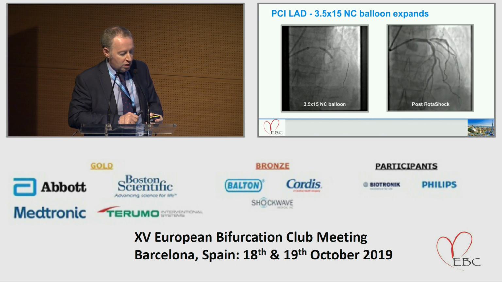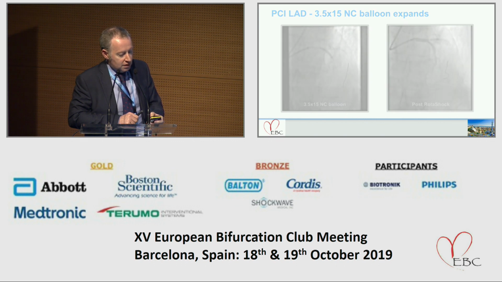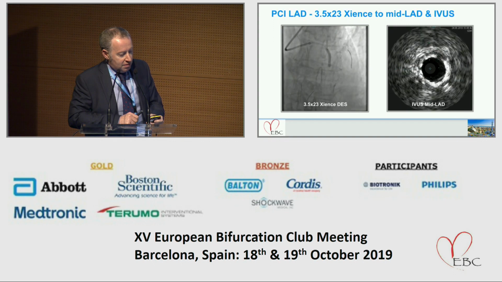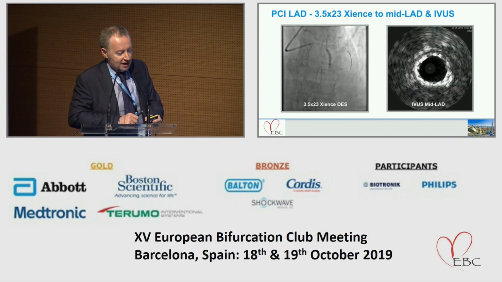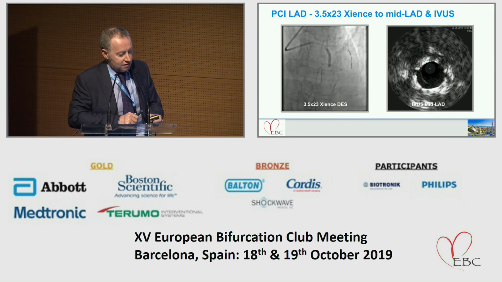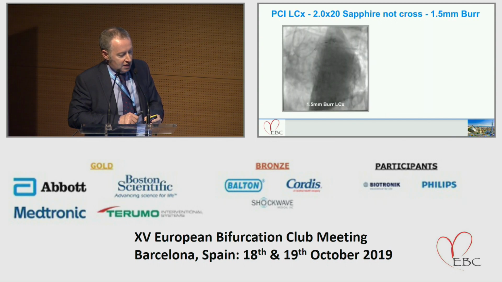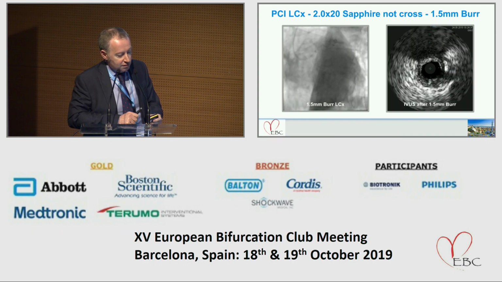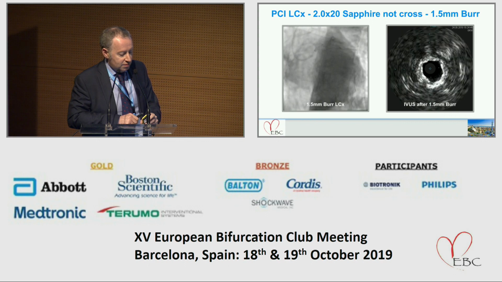I think the LAD is now well treated post-rotor shock. So I put a distal stent in because we'd prepared that and we'd done some rotor down that. So that's the distal stent covered on IVUS, just showing that it's all well expanded. And then turning attention to the circumflex, once again a balloon wouldn't cross. So I took out the LAD wire and I put the rotor wire down the circ and used a 1.5 burr there, same 1.5 burr.